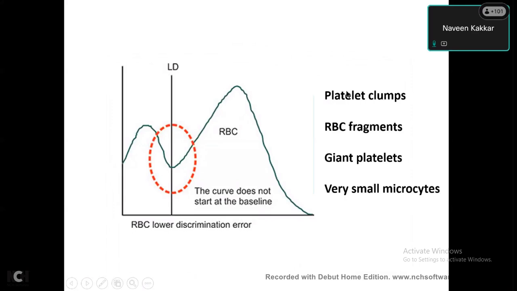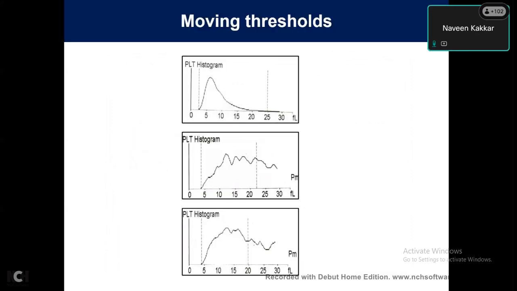So this could be platelet clumps, red cell fragments, giant platelets, or very small microcytes that are interfering there. So looking at a histogram which is abnormal is usually a clue to what to look for in the peripheral smear. A word about moving thresholds.